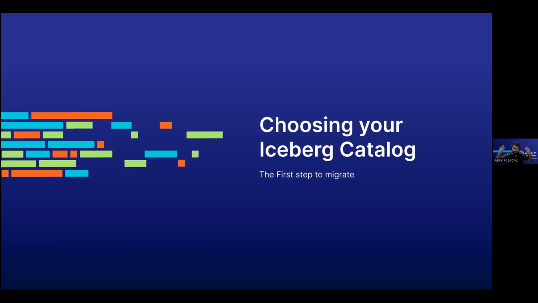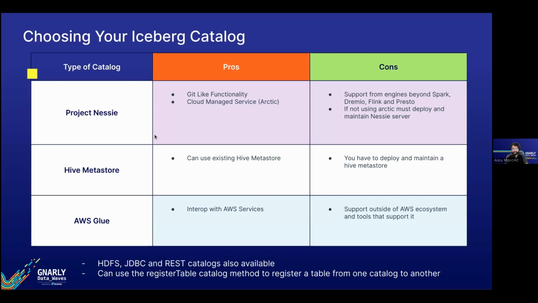But again, the Iceberg piece, there are a lot of important decisions in converting data that wasn't Iceberg, that was in the Hive format, into the Iceberg format. One of the first ones is choosing your Iceberg catalog. And there are several different Iceberg catalogs to choose from.